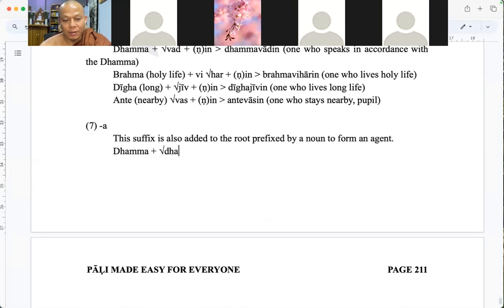So now Dhammadhara, for example. The root is dhar, which means to bear. The radical vowel is not changed. So Dhamma-dhara, Dhamma bearer, or one who bears the Dhamma, maybe one who learns the Dhamma, or one who practices the Dhamma, and maybe one who learns the Dhamma by heart and so on. So Dhamma bearer.